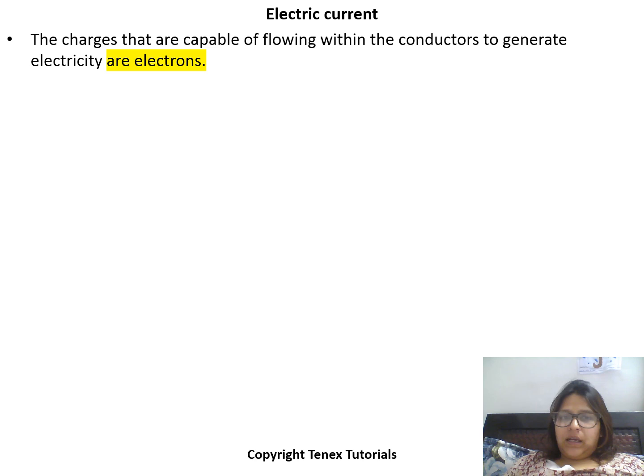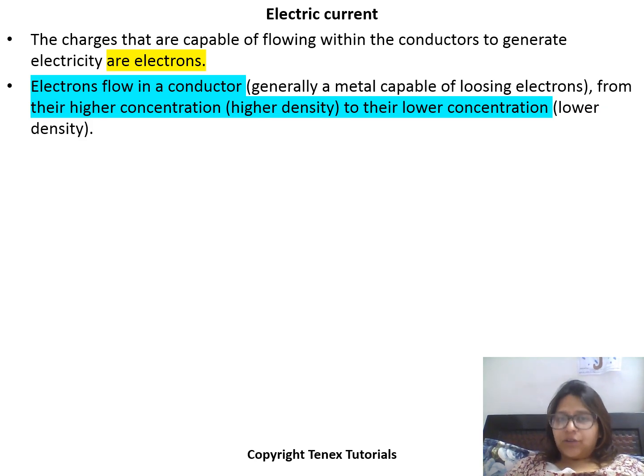Further, electrons flow in a conductor, which is generally made of a metal capable of losing electrons, and hence these are the electrons which actually move inside the conductor. They do not move helter-skelter. They move from their higher concentration to their lower concentration. So electrons will always move from higher concentration to lower concentration within the conductor.